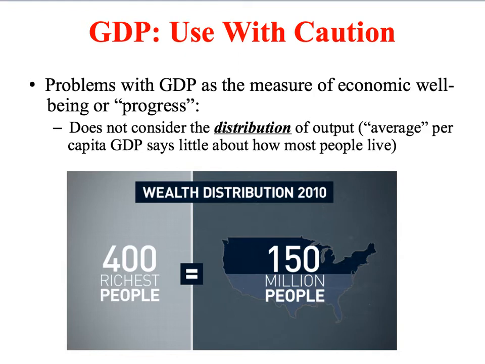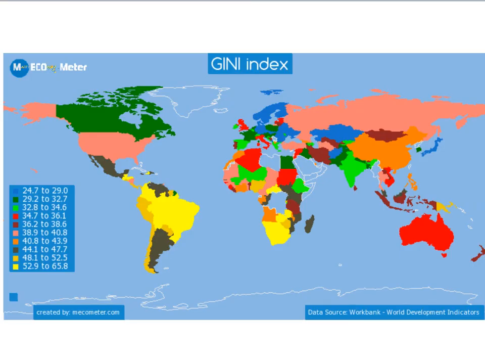In fact, in the year 2010, the 400 richest Americans had as much wealth as the poorest 150 million. So it's really important not just to look at GDP per capita, but to look at GDP alongside other economic measures that give you an insight into the distribution of wealth and income within society.